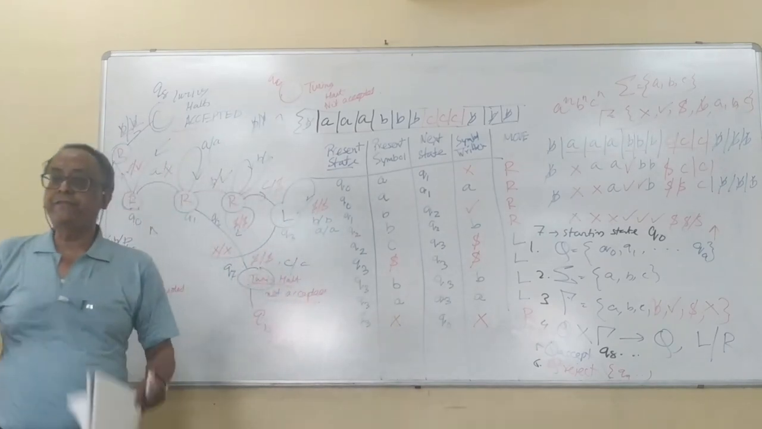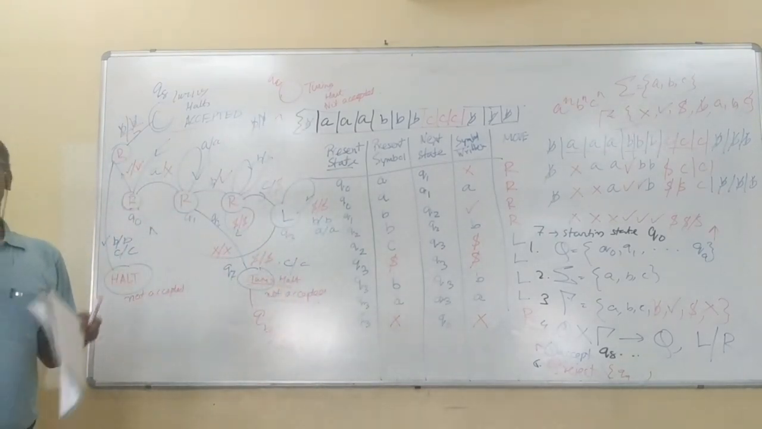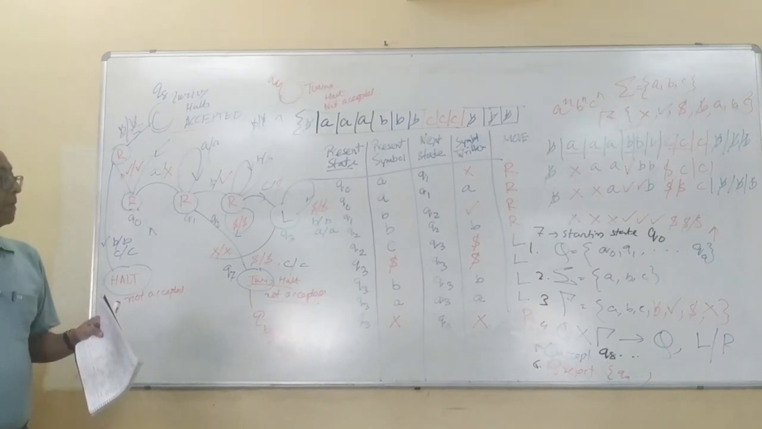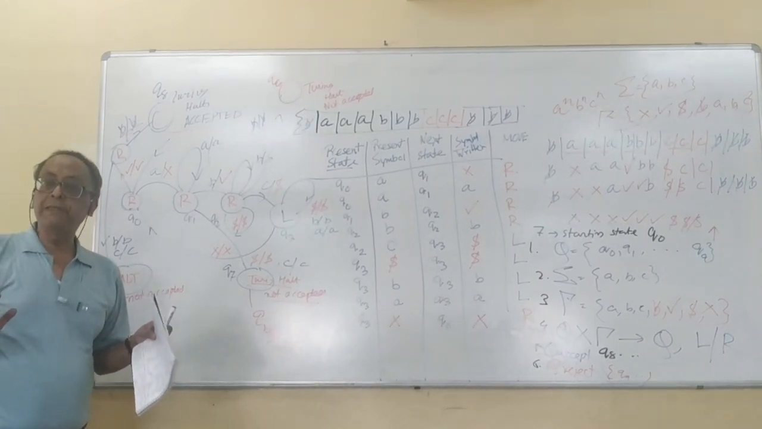Remember, FSM is a 5 tuple. Minimization is a 6 tuple because there is an output. PDA is how many tuples? PDA is a 6 tuple.